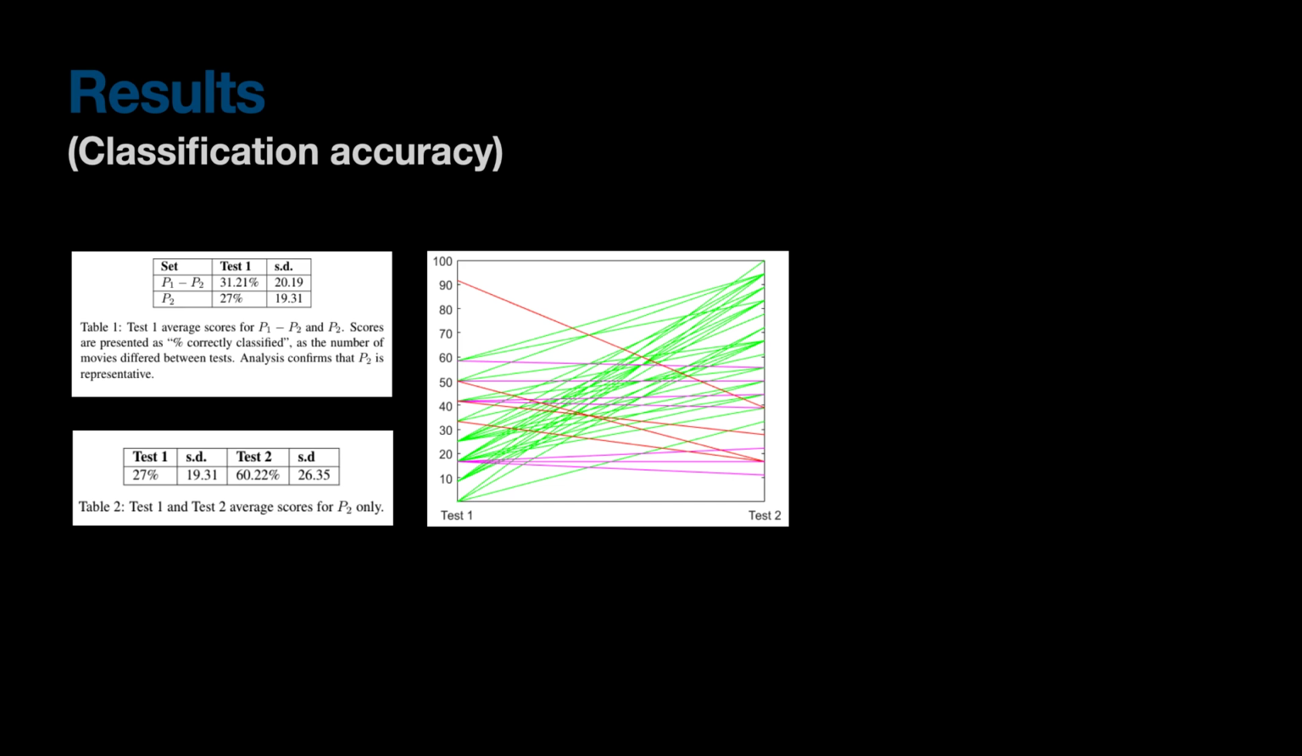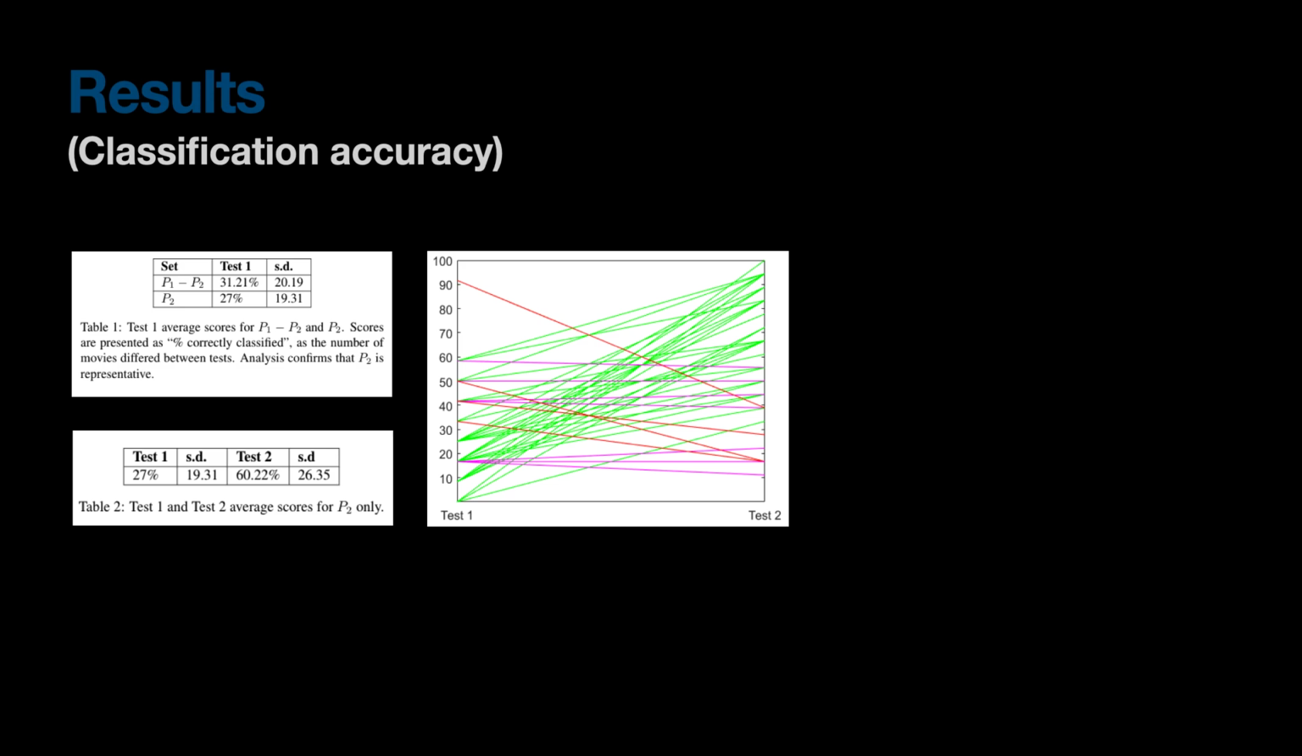So we first checked that the smaller group P2, 50 participants, was representative of the larger group, and we found this to be the case, and the details of the analysis are in the paper. We then looked to see how classification performance changed for these 50 participants between the baseline and the second test after training. And we saw a rise in the average classification score from 27% initially to over 60% after training.